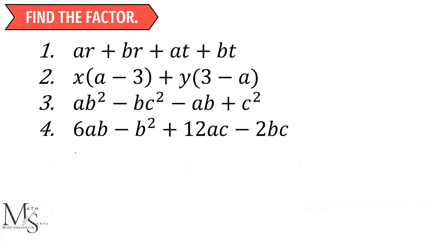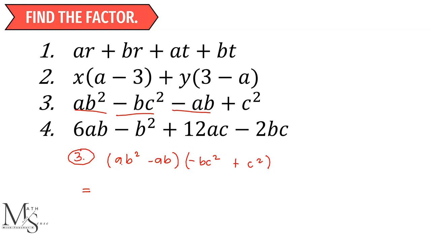Now let's have number 3. For number 3, AB squared and negative AB have a common monomial factor. That's why let's group them together. And the other one would be negative BC squared and positive C squared. The common monomial factor of AB squared and negative AB is AB. So AB squared divided by AB is B, minus AB divided by AB is 1.